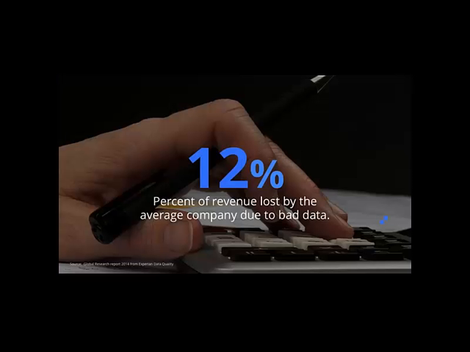So, getting into the accumulation phase, people feel that 12% of revenue is lost on average by a company just because of bad data. They can't identify the opportunities purely because the data is bad. That's where accumulation of data and ensuring quality is very important.